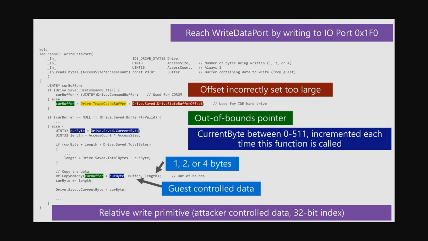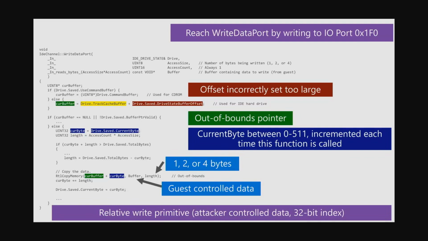And that is an unsigned 32-bit value. So you can increment that value to be up to 4 gigabytes big. And the other important variable here is this current byte variable. And this is always between 0 and 512. It gets incremented every time you read or write from the track cache buffer. And once it hits 511, it will reset back down to 0.